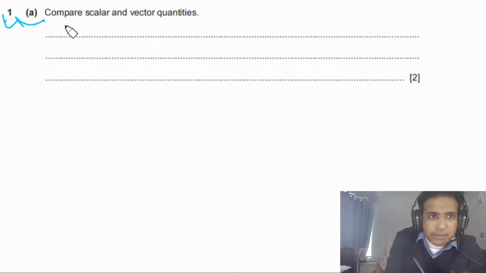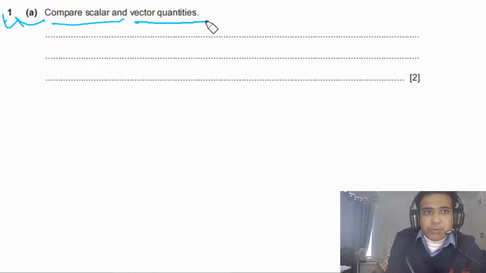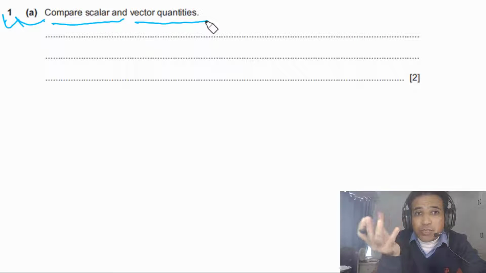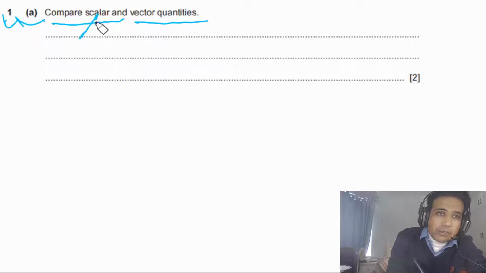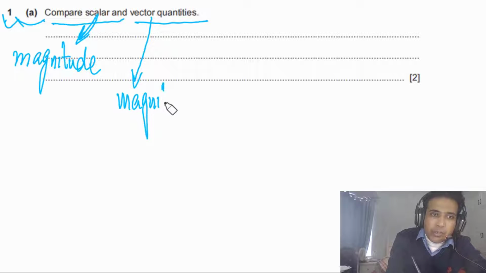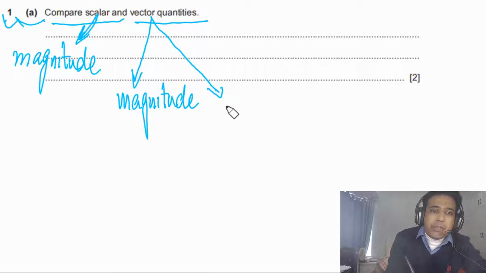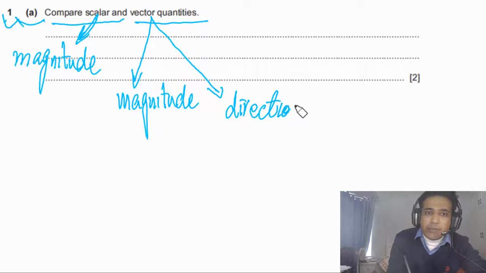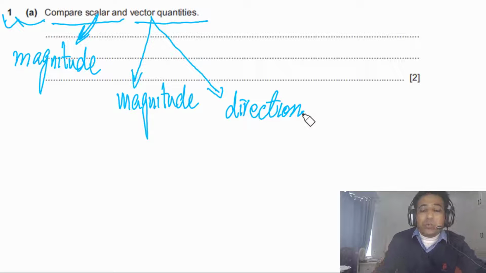Question 1 part A says compare scalar and vector quantities. Very common question. You need to understand the difference between scalar and vector. Scalar quantities only have magnitude, but vector quantities have magnitude and direction. So this is how you need to compare. These 2 points you have to mention.